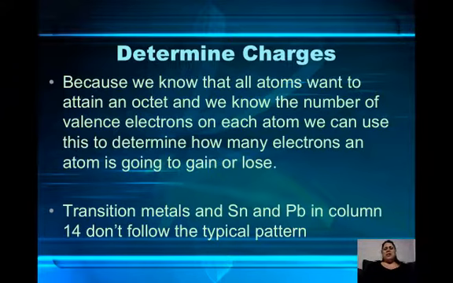Transition metals and tin and lead, which are in column 14, don't really follow the typical pattern, and we'll be discussing them in another video. So even though on the periodic table in the next slide there are charges for those elements, we're not going to pay any attention to them at this point in time. We're just going to focus on the main group elements.